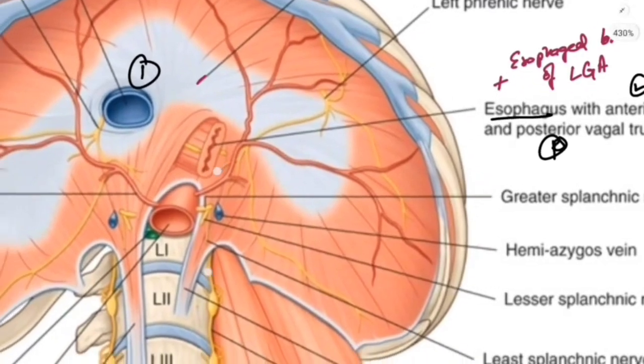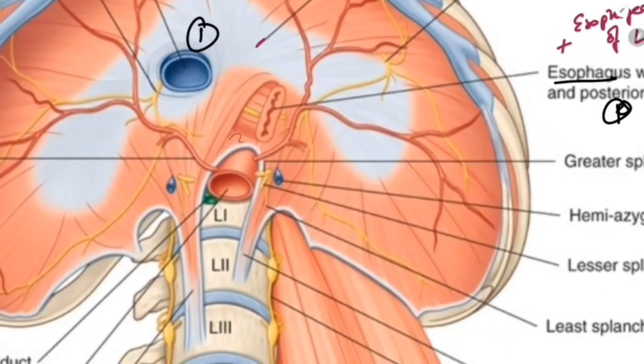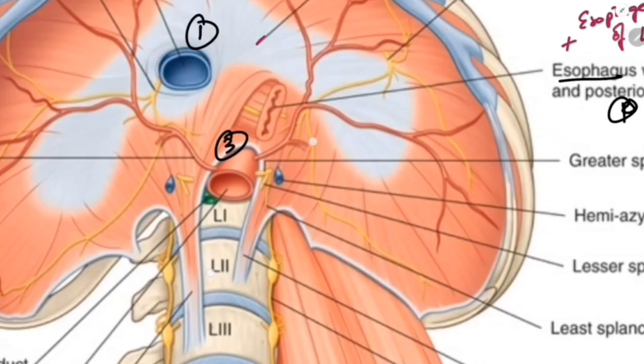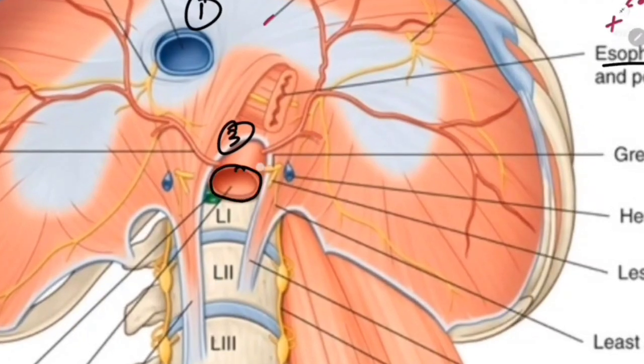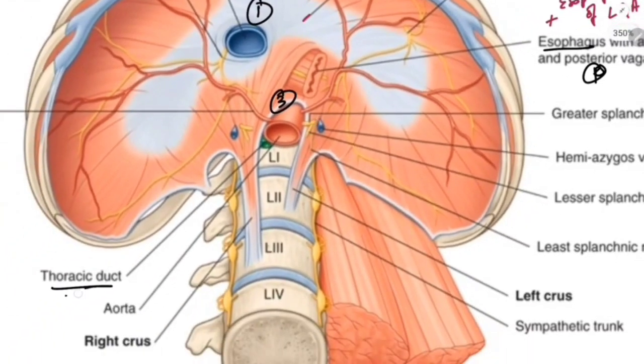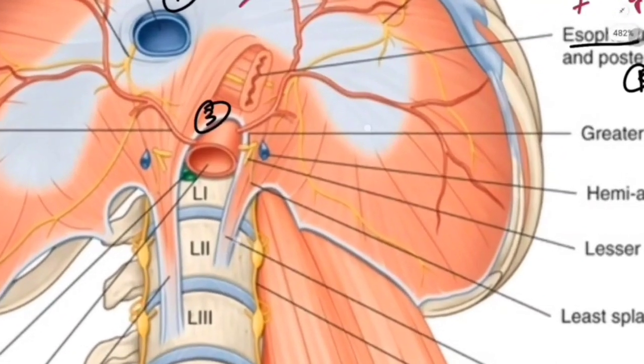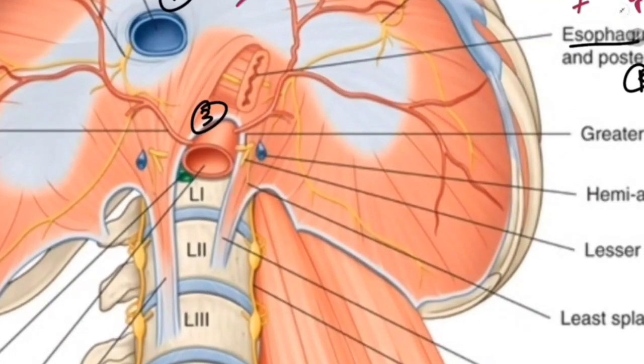So third orifice என்ன? It is the aortic opening. So பேருக்கு ஏத்த மாதிரி aorta pass ஆகும், அது கூடவே இந்த green structure இருக்கு. What is this green structure? It is thoracic duct. And sometimes hemiazygos vein will pass through this aortic opening.